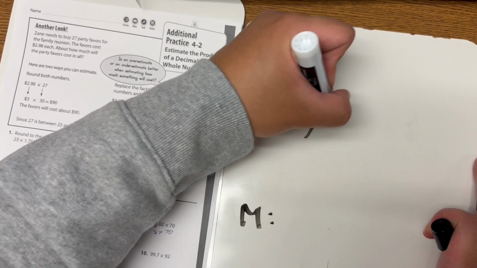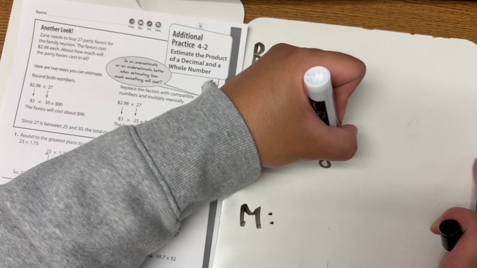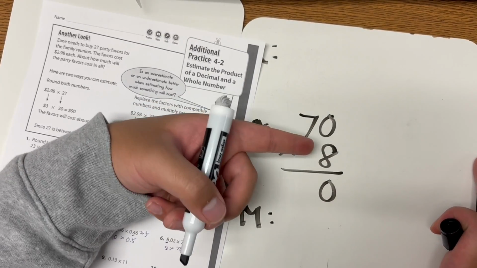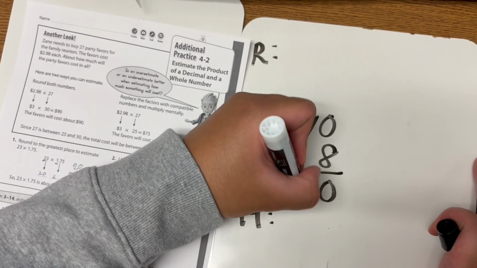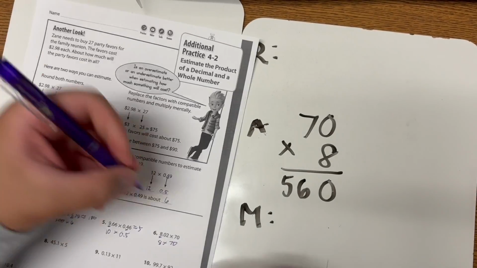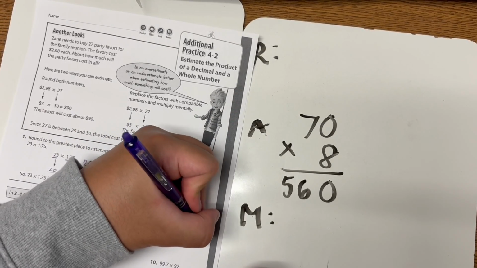I'll write the bigger number on top just because it's what we're used to, and apply the 0 property. 7 times 8 is 56. So my estimated product is about 560.